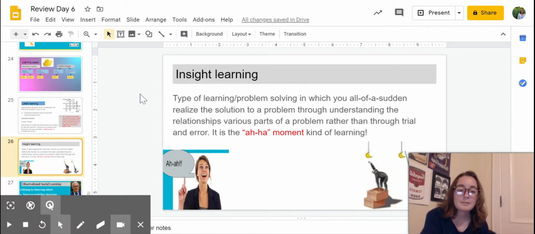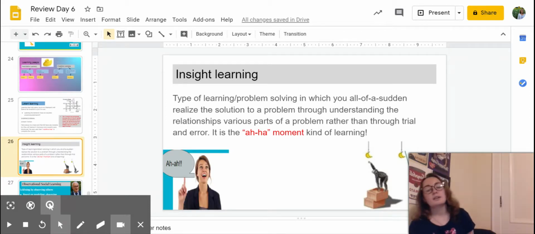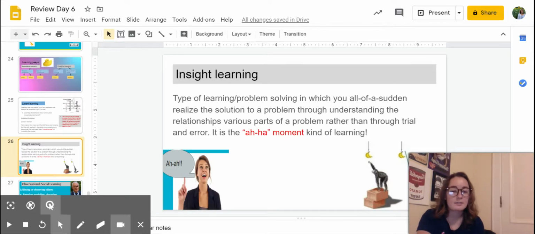And then we have insight learning. This is the type of learning that is your aha, all of a sudden moment. It's when you realize the solution to a problem through understanding the various parts and pieces of the problem, rather than through trial and error of trying a bunch of different things a million times. So insight learning is just that spark, that aha moment.